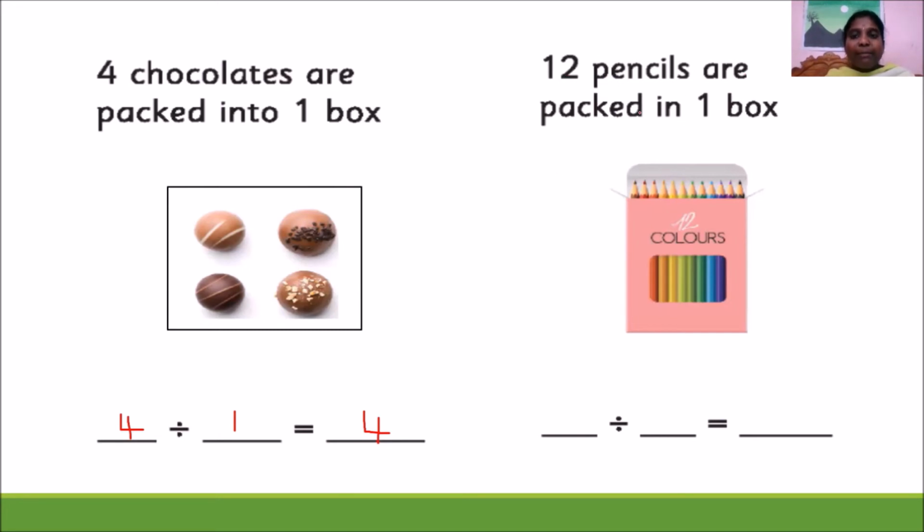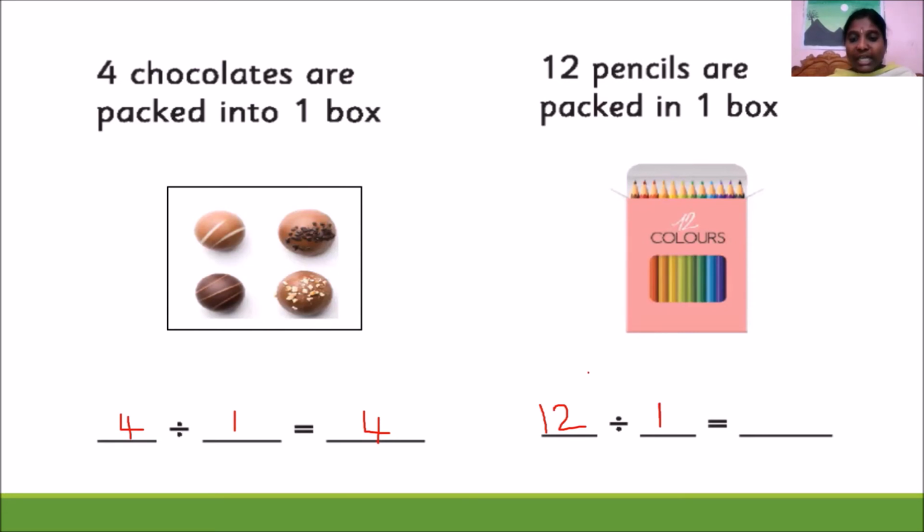12 pencils are packed in one box. Yes. Look here. Count here: 1, 2, 3, 4, 5, 6, 7, 8, 9, 10, 11, 12. Yes, 12 pencils are packed in one box. Now, first you have to write the total number of objects. Here the total number of objects is 12. Divided by 1, as the 12 pencils are packed in one box.